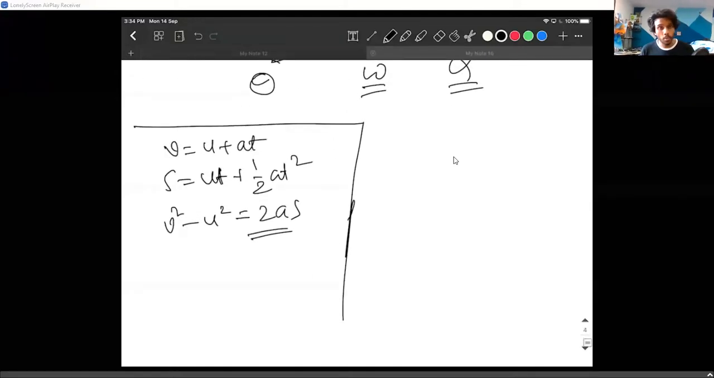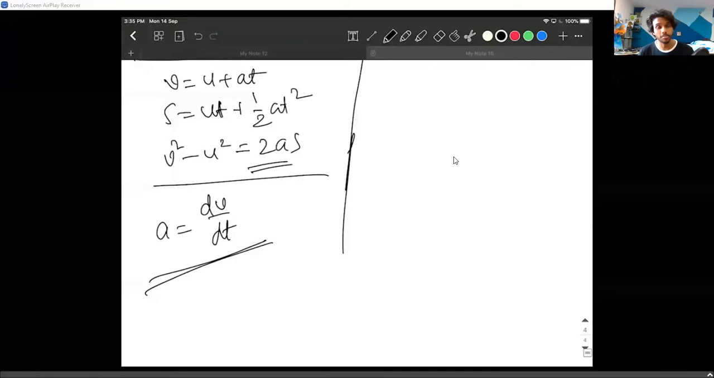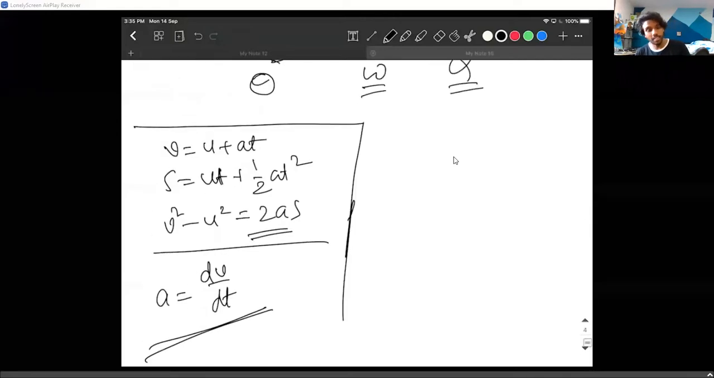How did we actually come to these equations? We started at a equals dv by dt. We started integrating it. I don't remember what I've done there, because I only follow graphs. The biggest weapon that we have when it comes to these equations is graphs. Good news, we can definitely use those graphs again in circular motion also.